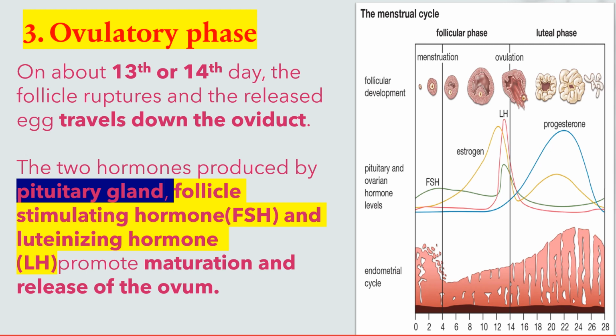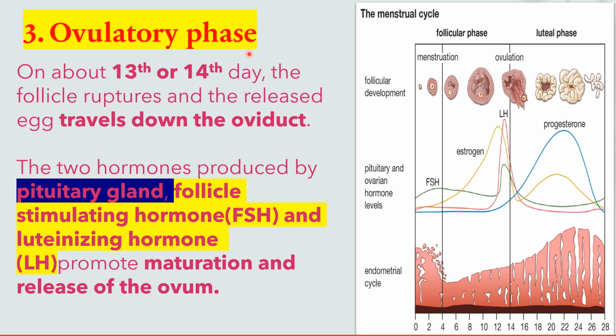The next phase of menstrual cycle is ovulatory phase. Ovulation happens in this phase on about 13th or 14th day. On about 13th or 14th day, the graafian follicle ruptures and releases egg. That process is called ovulation. This released egg travels down the oviduct, that we already discussed, with the help of fimbriae, finger-like projections present in the oviductal funnel. That will pick up the egg and push the egg into the oviduct.